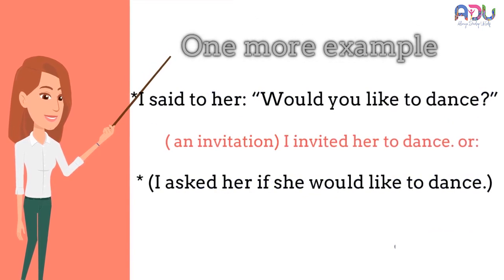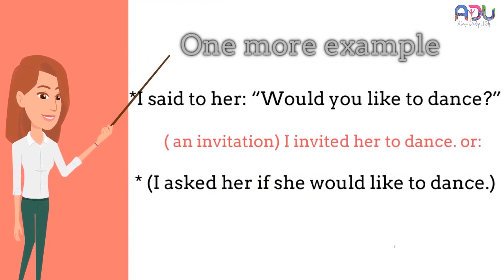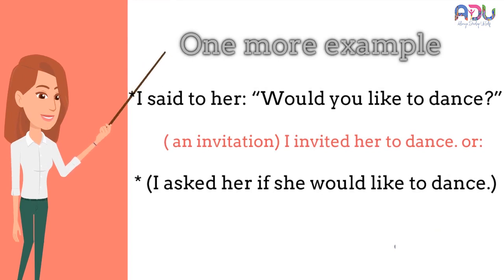One more example. I said to her, "Would you like to dance?" This is an invitation. So if you want to report this question, you should say, I invited her to dance, or I asked her if she would like to dance. But here the verb invited is stronger.